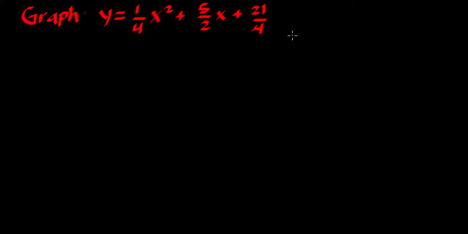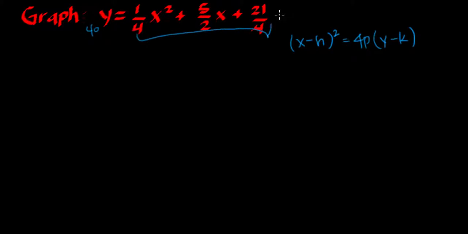We wanted to get it in the format of (x minus h) squared is equal to some constant, that is going to be 4p, times (y minus k). That's our end goal, to make it look like that, and then it'll make it easier for us to graph. So first thing I'm going to do is notice that over here the x squared has no coefficient on it. So what that tells me is I need to get rid of this 1/4. This 1/4 is just nonsense in the problem. So I'm going to multiply both sides of the equation by 4, and the result is going to be 4y is equal to x squared plus 10x plus 21.